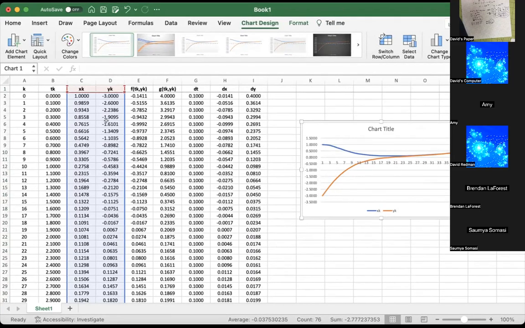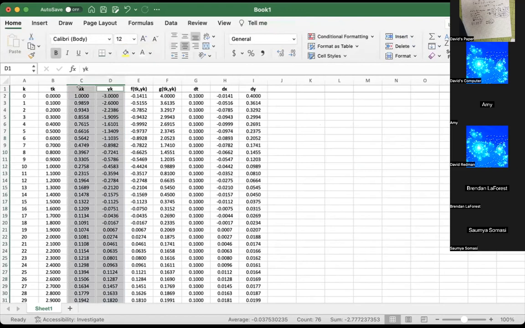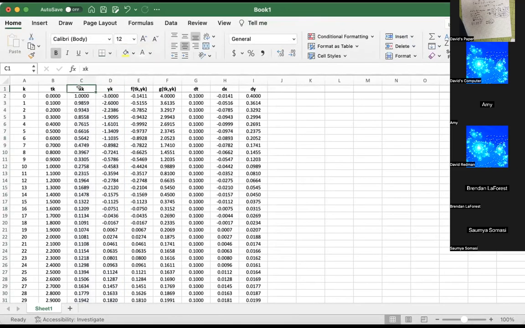XK, YK, I don't want to involve the TK. I want to plot X and Y. And it's plotting them as one series here. Okay, I have to go back to my other worksheet and remind myself how I did this.